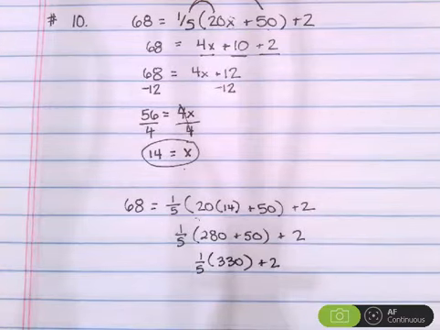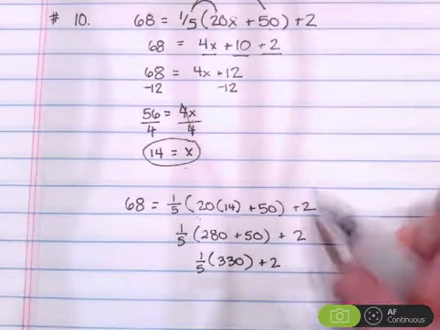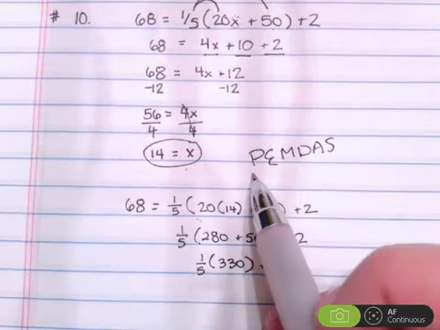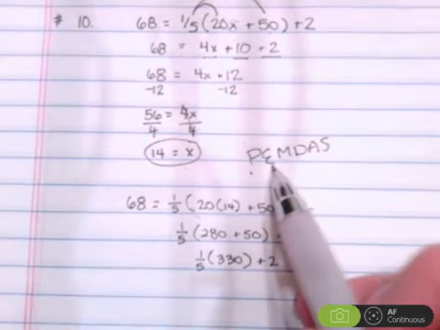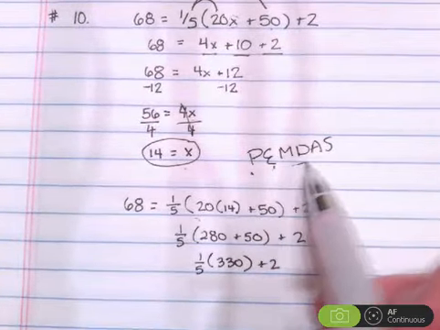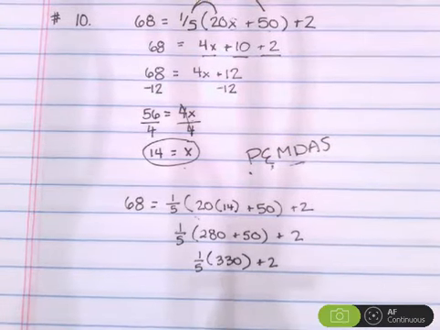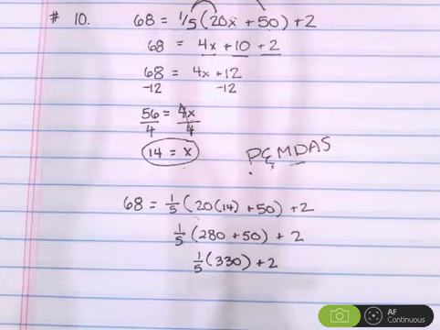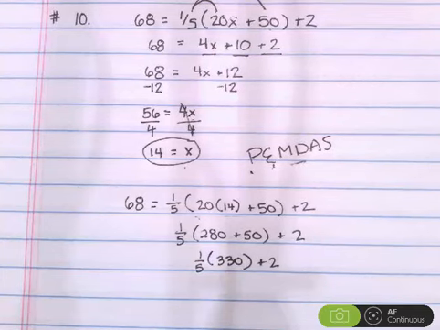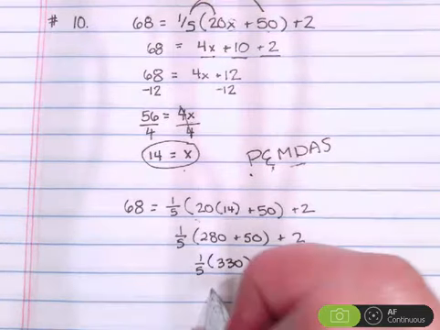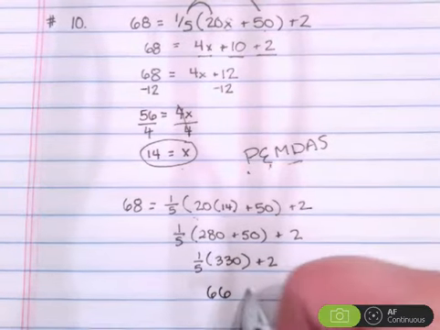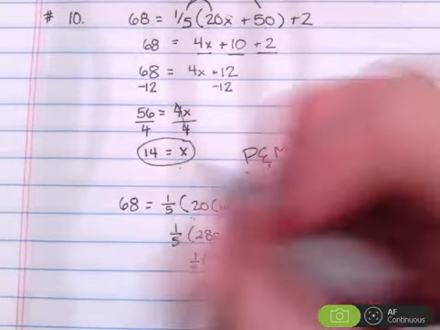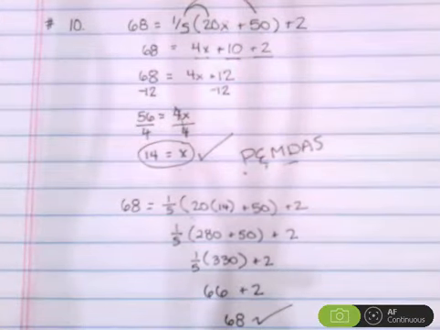So then I do multiplication next, because remember, order of operations is, please excuse my dear Aunt Sally, or parentheses, which we've done already, exponents, we don't have anymore, multiply and divide from left to right. So I'm going to do 1/5 times 330, which is the same as 330 divided by 5. And when you do that, you get 66. And then I still have that plus 2, and 66 plus 2 is 68. We got what we were supposed to, so that means our answer is correct. So the answer would be x equals 14.